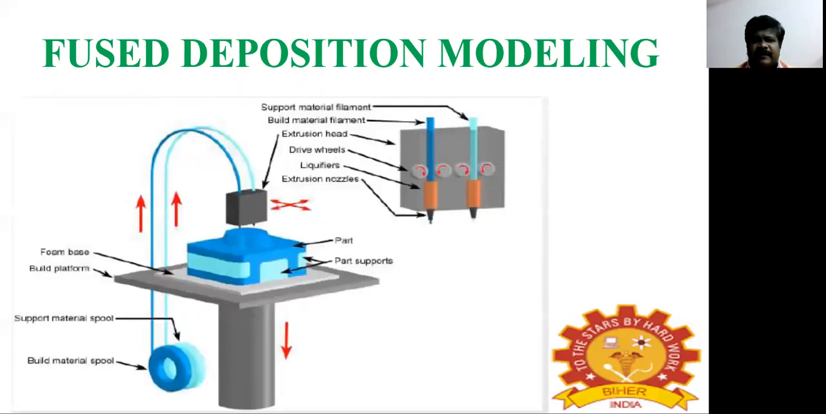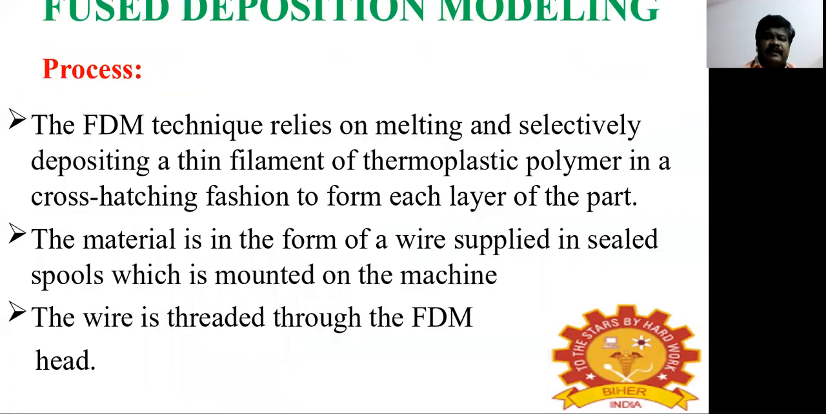So you can see the FDM: the build support tool, support materials tool, the build platform, support parts, part extrusion nozzle, liquefiers, drive wheels, extrusion, support material filament. The process of our FDM technique relies mainly on melting and selectively depositing a thin filament of thermoplastic polymer, in a cross-hatching fashion.